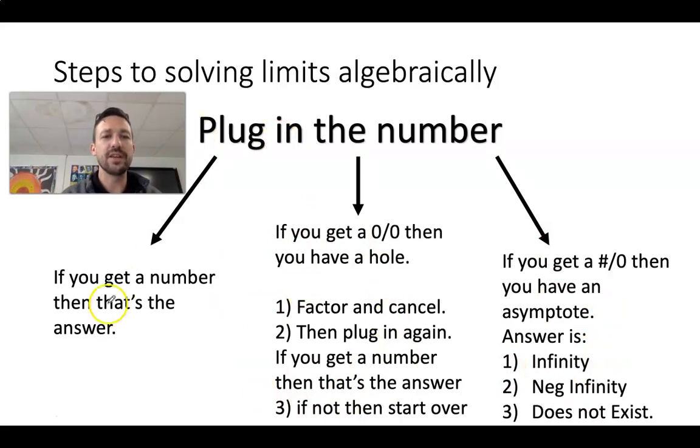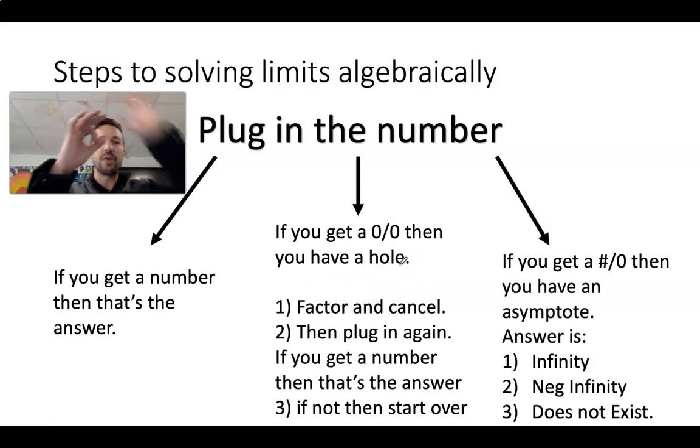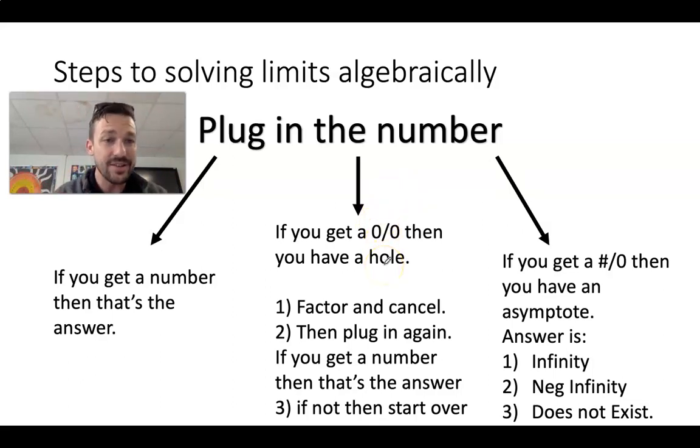Okay, so you plug in the number. If you get a number, that's your answer. If you get 0 divided by 0, then you have a hole. Remember that hole is like on those graphs that we were doing. It's like there's a hole missing out of the graph. When you plugged it in, it didn't give you an answer because there wasn't an answer to give you. There was a big missing part of the graph there.